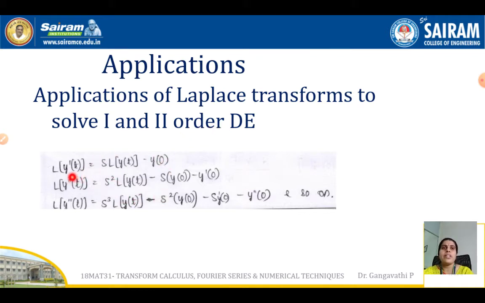If you have a first derivative dy by dt, we can write it as y dash, and the Laplace transform of a first derivative can be written as s into Laplace transform of y of t minus y of 0. Similarly, if a second order derivative is included in your equation, that is y double dash, and the Laplace transform of y double dash can be replaced as s square into L of y of t minus s y of 0 minus y dash of 0. And if it is a third order derivative, then it is s cube L of y of t minus s square y of 0 minus s y dash of 0 minus y double dash of 0, and so on.